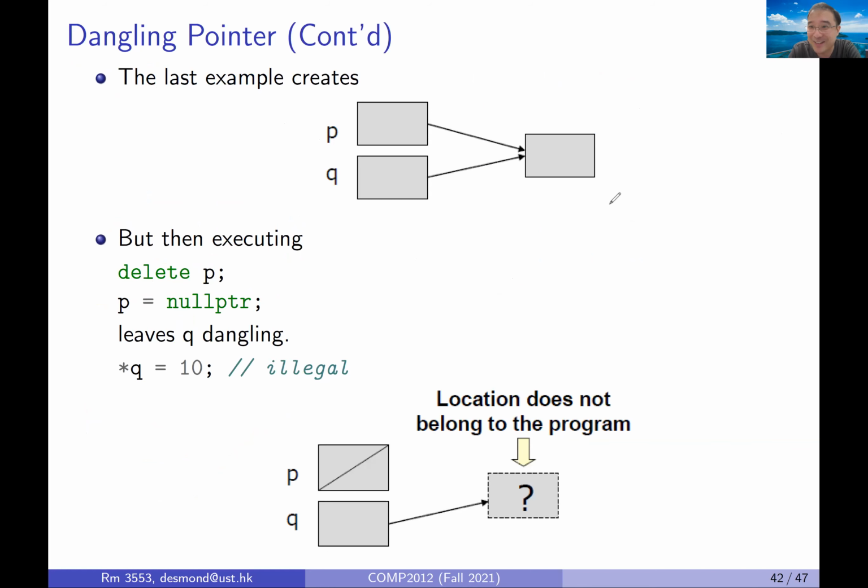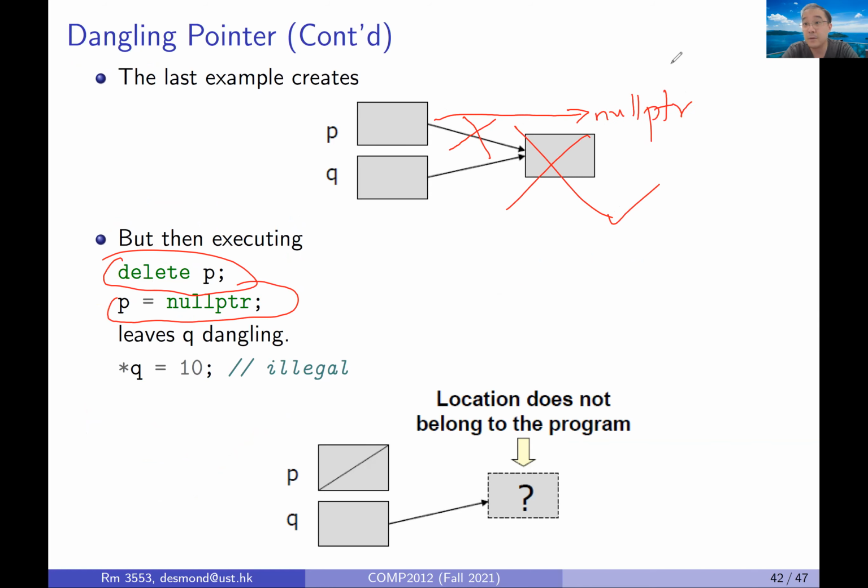This is a better picture, a beautified version. All right, keep going. Delete p. Delete p means delete the one pointed to by p. And p equals null pointer. Then q is what we call a dangling pointer.